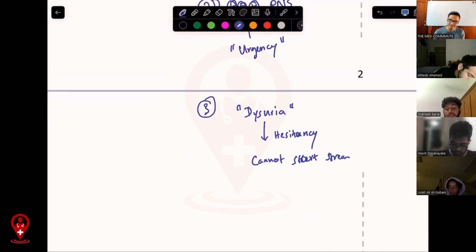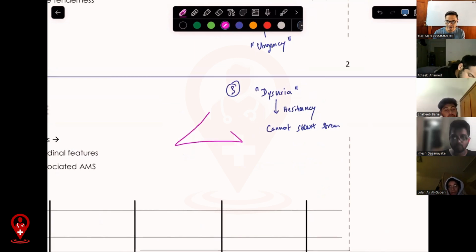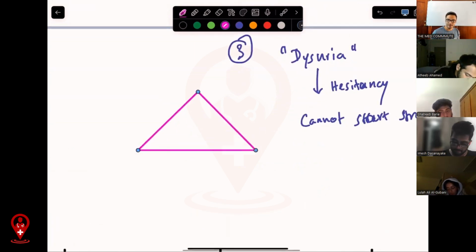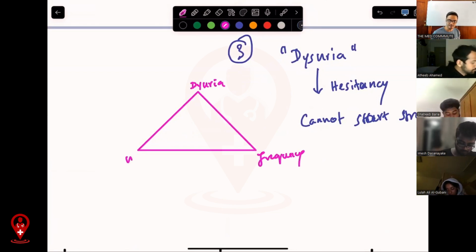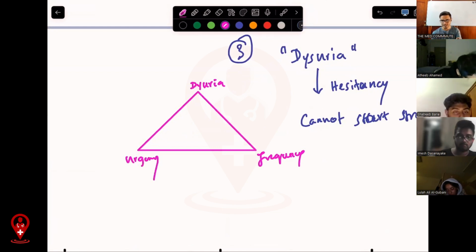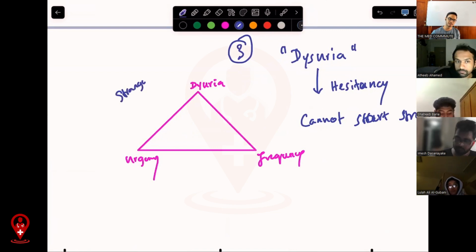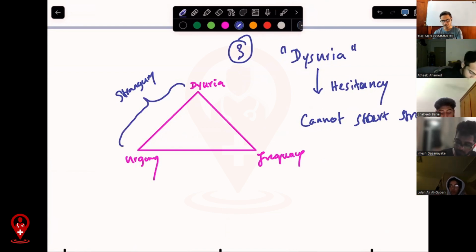Okay. This is our main triad of symptoms, guys. What is this? Dysuria, frequency, and urgency. These are what we call the cardinal features of urinary tract infections. Dysuria, frequency, and urgency. Sometimes, guys, have you all heard the term strangury? In some books they mention it. What is this strangury? This is dysuria and urgency together. This is what we call strangury. Just a fancy word. If you all understand dysuria, urgency, and frequency, that is more than enough. So these are the cardinal features.